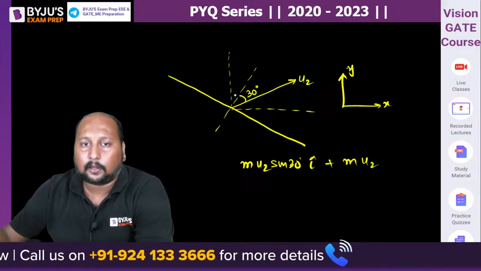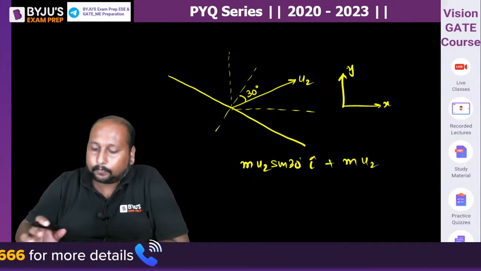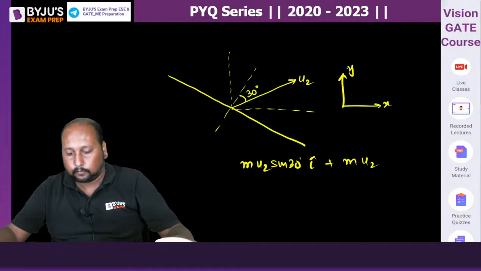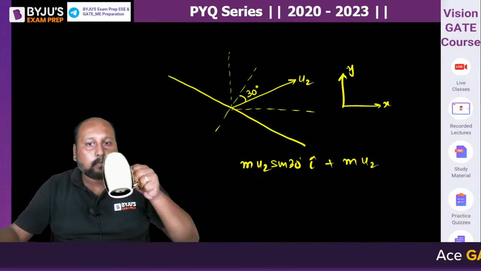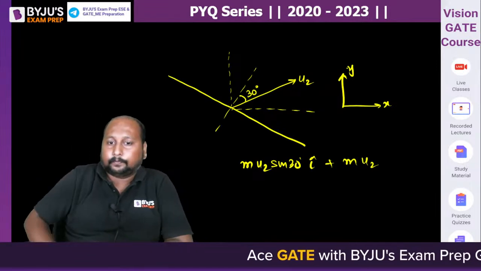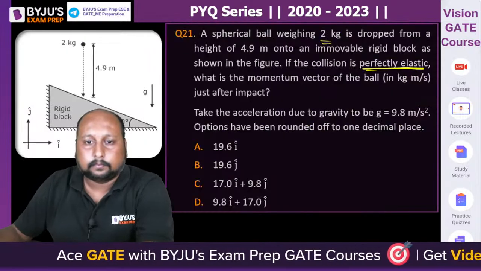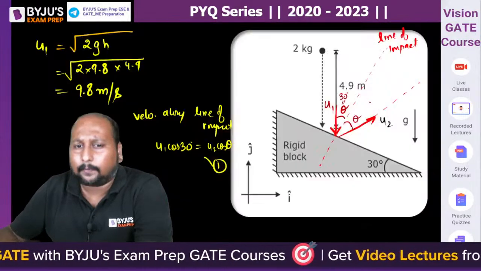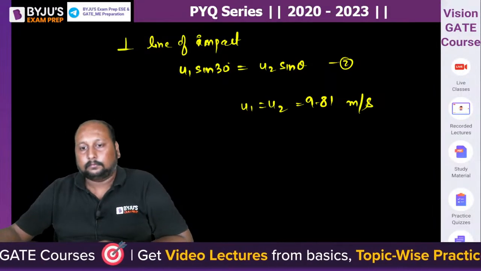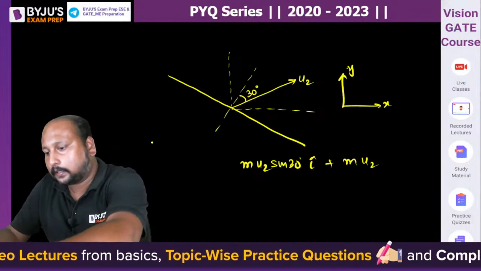What will be this velocity? Yes. What will be this velocity? Cos 60. Very good. 17 I cap plus 9.8 J cap. Perfect. Anyone else who has calculated this?